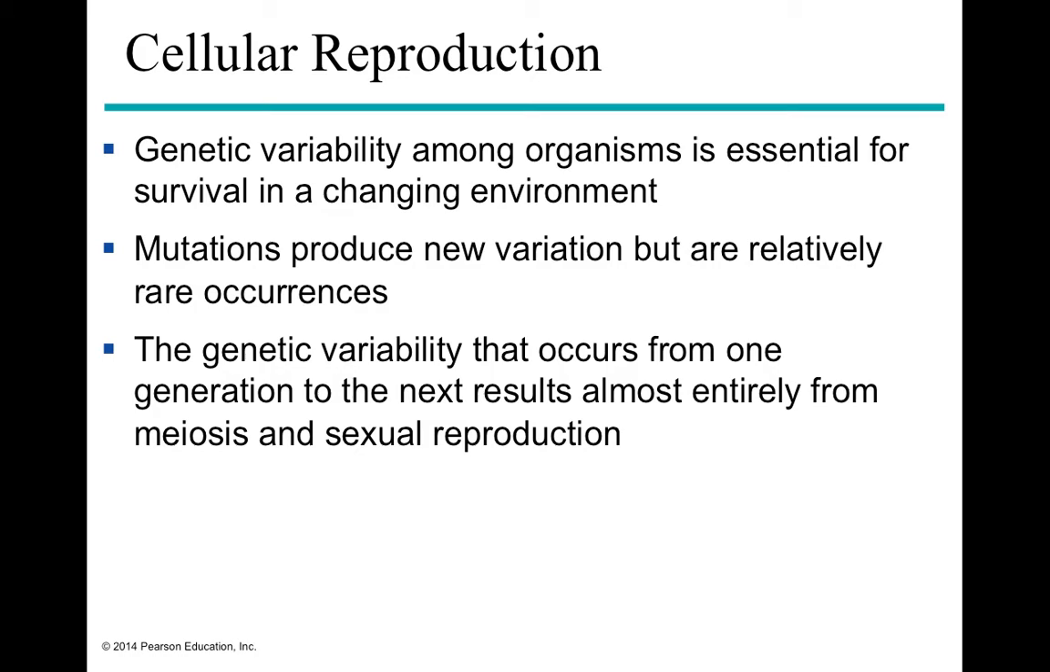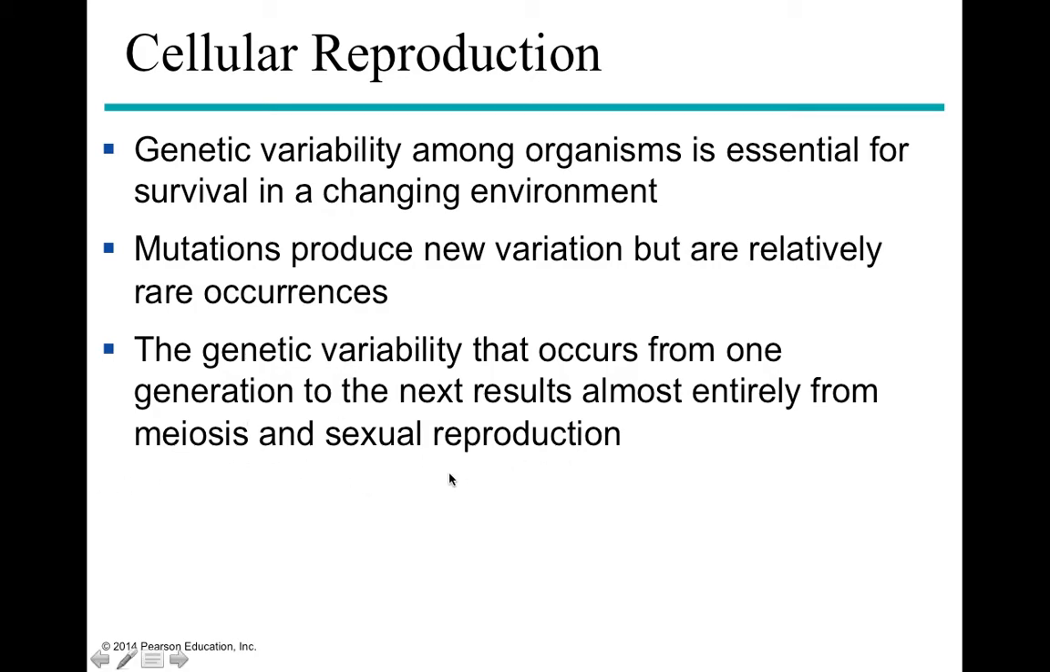Now, genetic variability is very important to survive in a changing environment. So we're basically going to have variability within a population so that someone in that population is able to rise to whatever the environmental challenge might be. And we can do this by way of mutations, and mutations happen very rarely, but they do produce new variations, and this allows for, again, variability from one generation to the next. And that's a result almost entirely of meiosis and sexual reproduction.